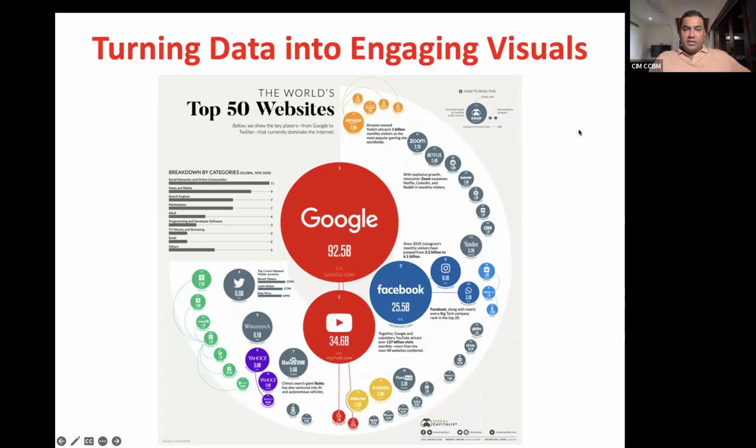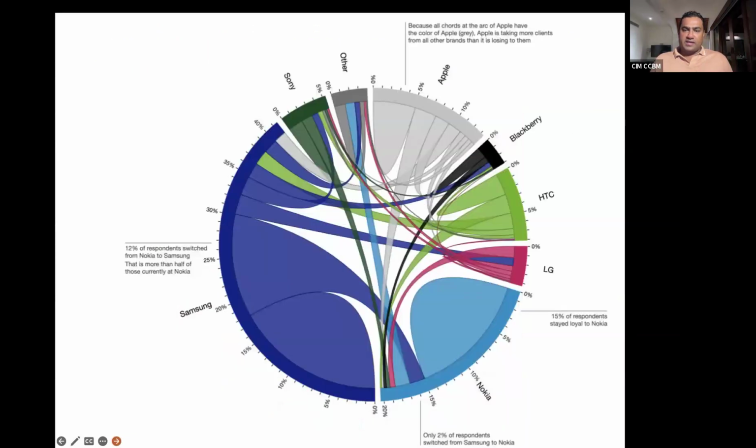92.5 billion in terms of Google, and less than half of that is YouTube, 34.6 billion, right? And you can see the breakdown of the categories. Social networks and online communication communities are the biggest. Okay, so this is a visual representation, a very interesting way to present data. This is not business data as such, but charts and graphs can also be looked at in terms of data visualization.